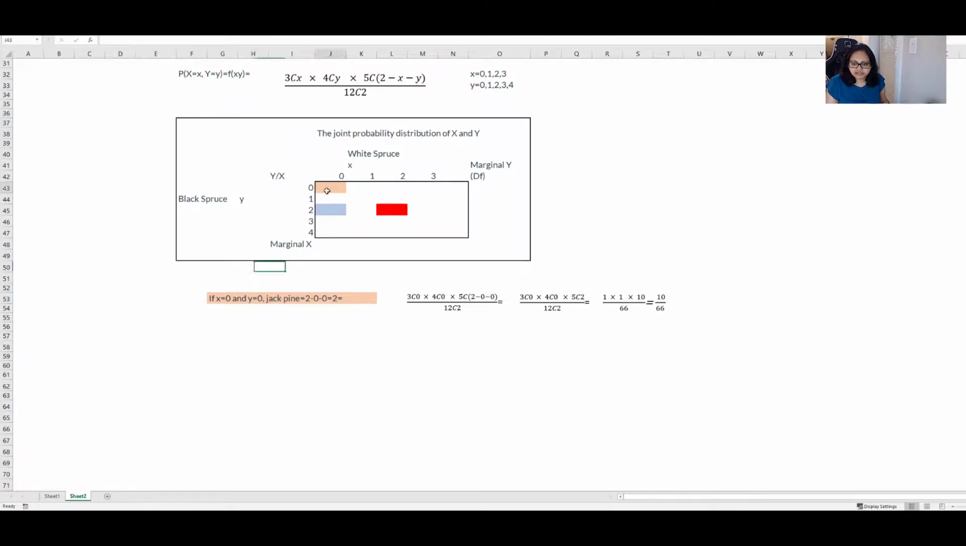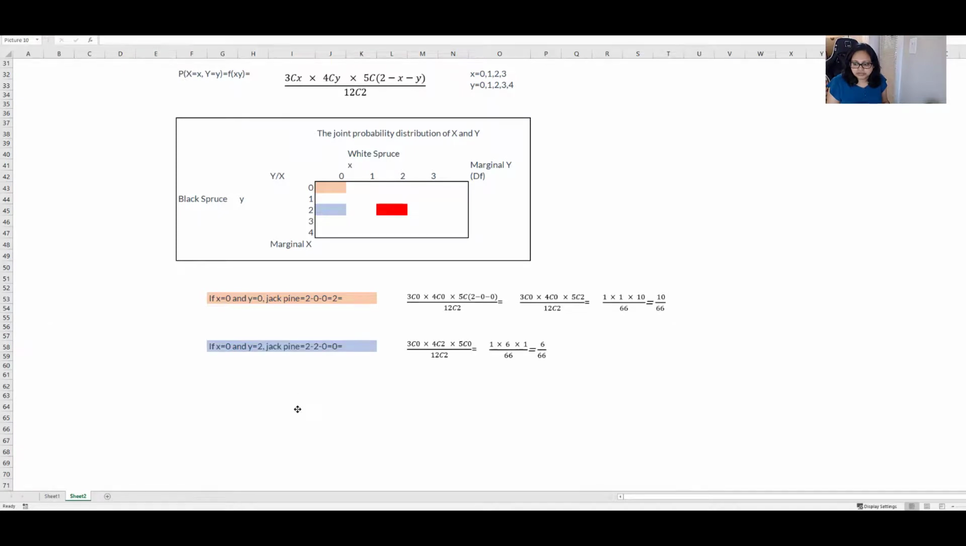Over here you can see that I colored them the same. Whenever we have 0 white spruce, 0 black spruce, then jack pine would be 2, because we are not choosing anything from white spruce or black spruce. So you can see that I added only 2 jack pine, and then the total possibility should be divided. That means 12C2, which is 66. So you can see 10 divided by 66.